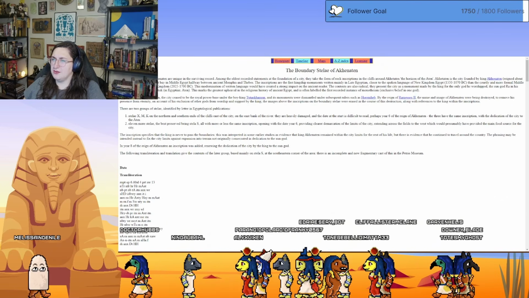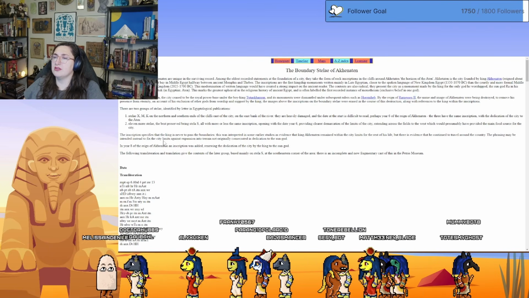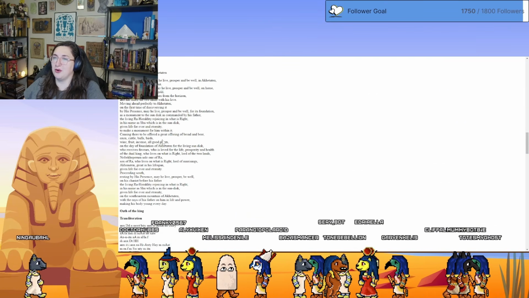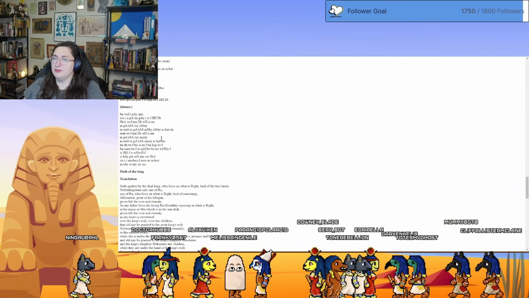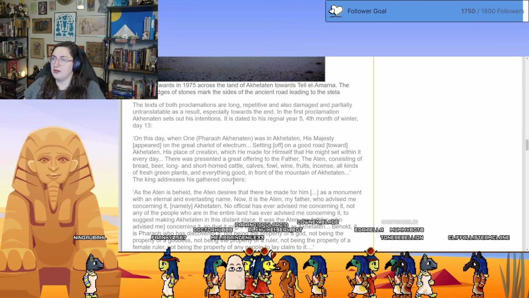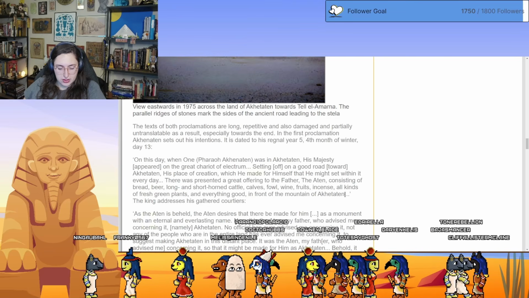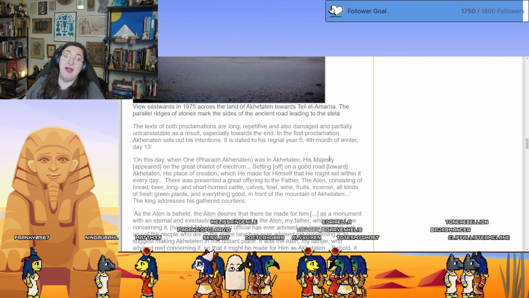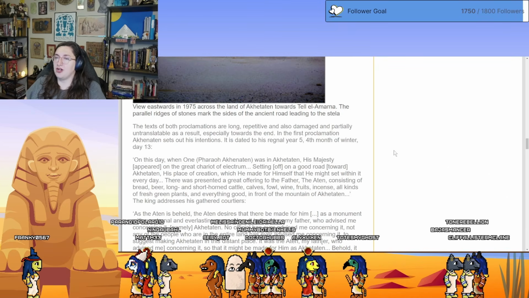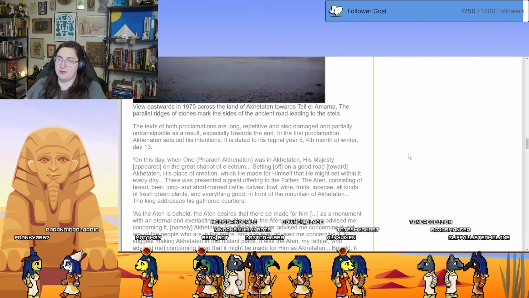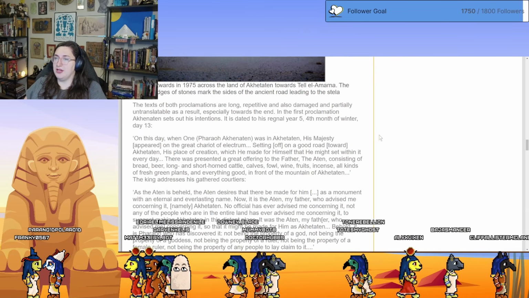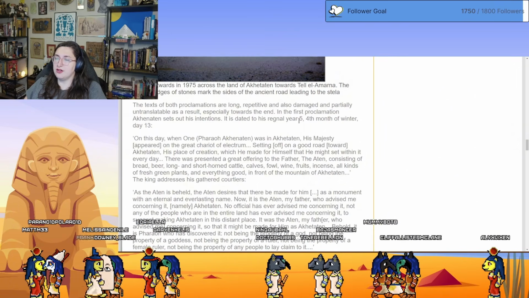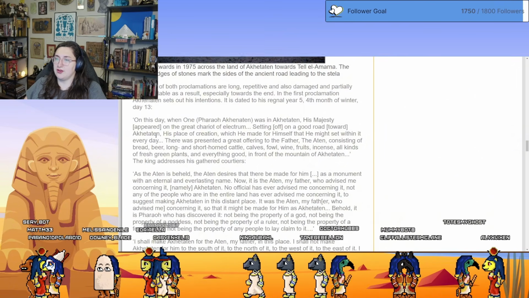I'm trying to see if there's anything else in here. This is UCL's website, which is so old and horrible, but I think we'll just read it here. The texts of both proclamations are long, repetitive, and also damaged and partially untranslatable as a result, especially towards the end. In the first proclamation, Akhenaten sets out his intentions. It is dated to his regnal year 5, 4th month of winter, day 13.